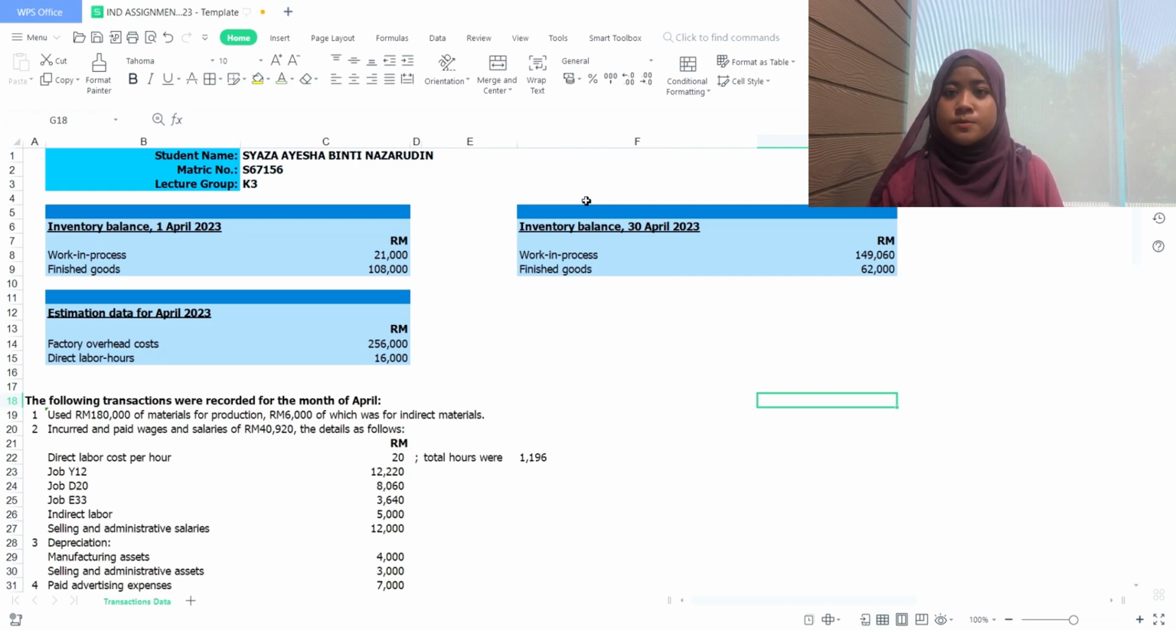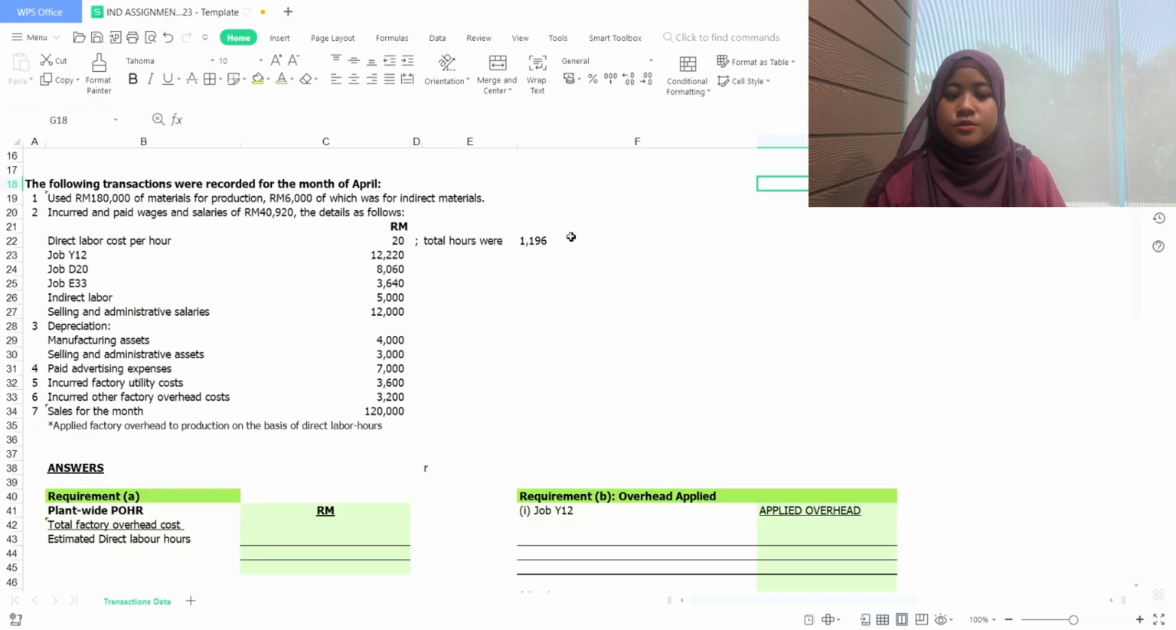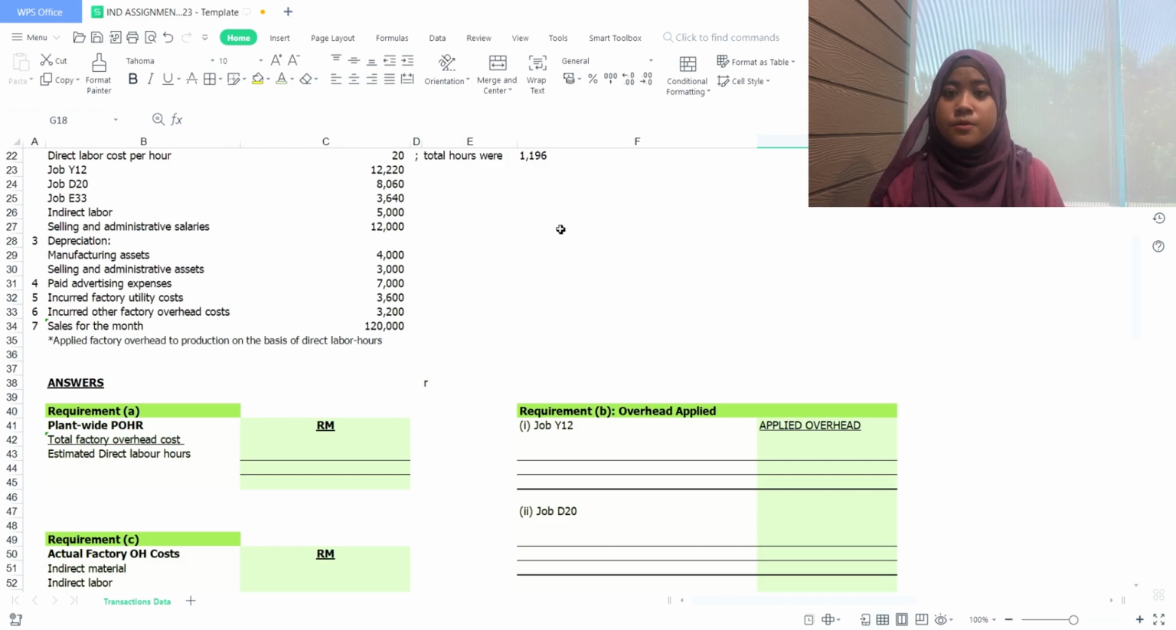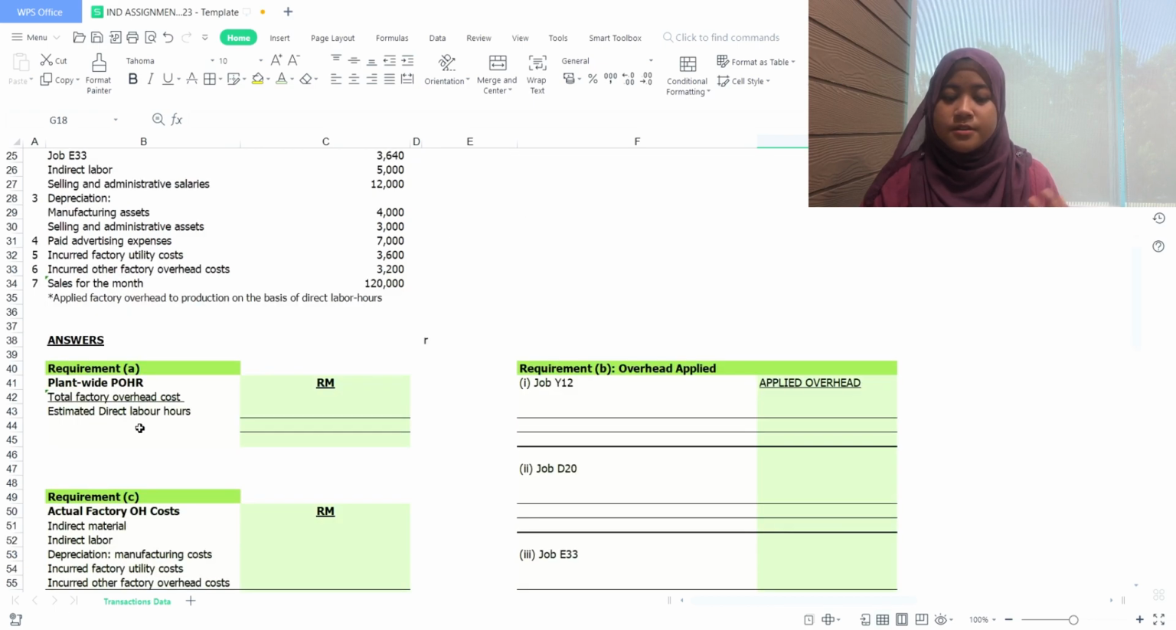S67156. Today I want to explain how to do the job costing in the individual assignment. So the first question requires a plant-wide POHR, which is a predetermined overhead rate. In order to find the POHR, we have to divide the total factory overhead cost by the estimated direct labor hours. So for the total factory overhead cost, we find that 256,000 divided by 16,000 hours, we get 16 per direct labor hour.